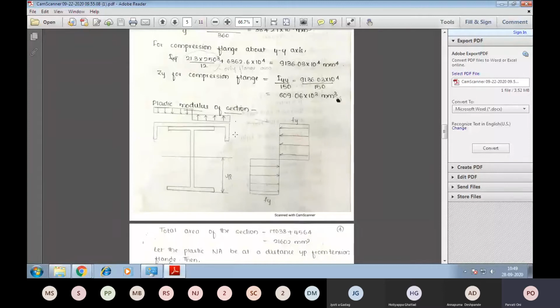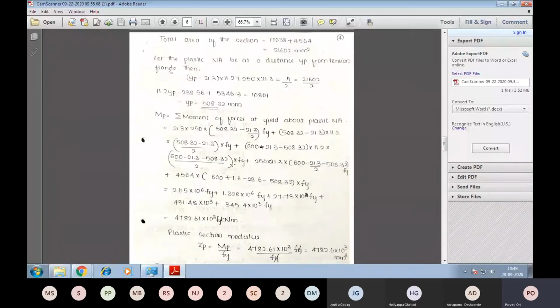In that, I need to minus this centroidal distance of the channel section, that is 23.6. I will get this total distance, but I need till the neutral axis. I have to minus this YP also from this centroidal section till the neutral axis. So I will get this value into Fy will give me the plastic moment of the total section.